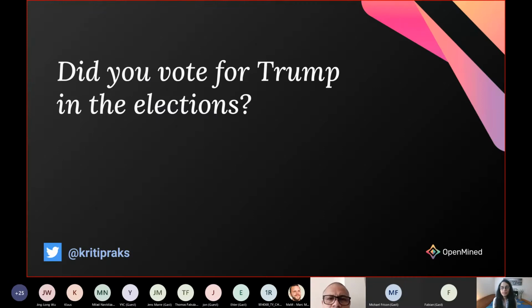Now I'll start with a fun question. I understand that this crowd is very international and this question probably does not apply to a lot of people, but just imagine yourself to be American for a minute and think if you would vote for Trump or not in the elections. Such a question might be controversial. Maybe you wouldn't reveal your political preferences to people.